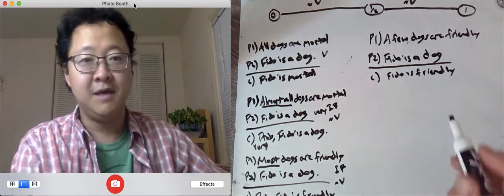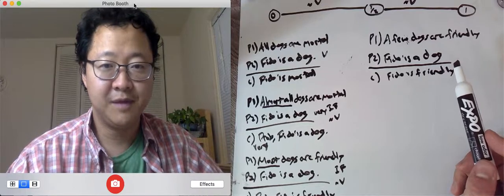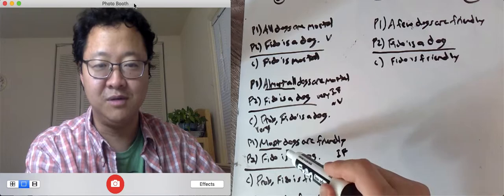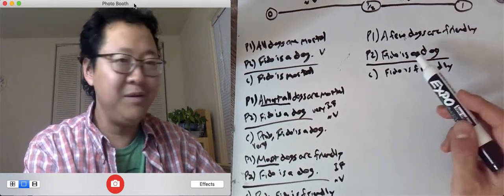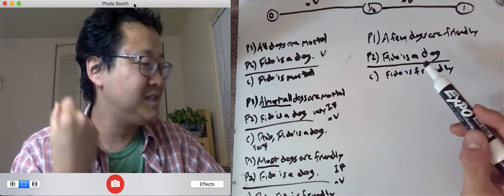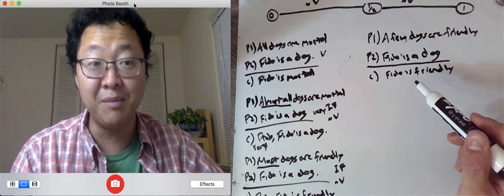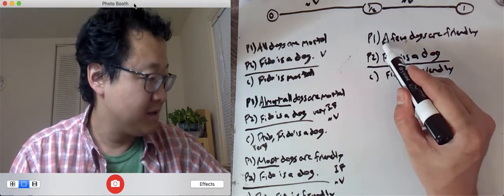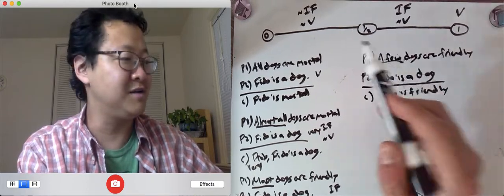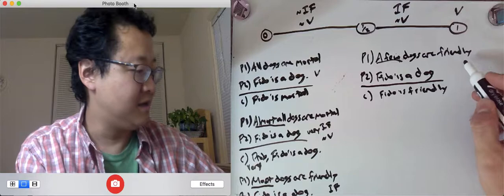Okay, now, is this argument inductively forceful? Well, unlike these, where the quantifier was almost all or most, if all we know is that a few dogs are friendly and that Fido is a dog, it's not going to follow that Fido is friendly. It's not even going to follow that Fido is probably friendly because there's only a few dogs. That's our quantifier. So this is going to fall under the not inductively forceful, not valid option.